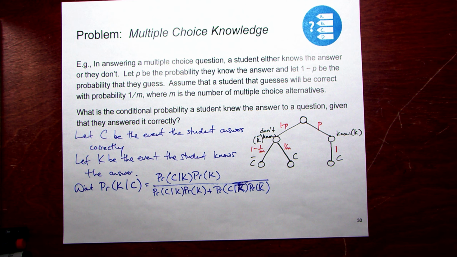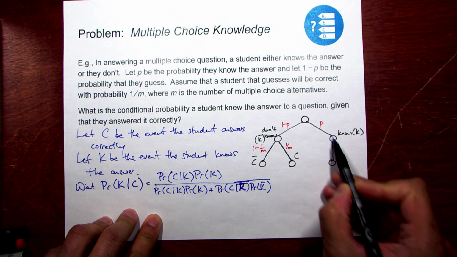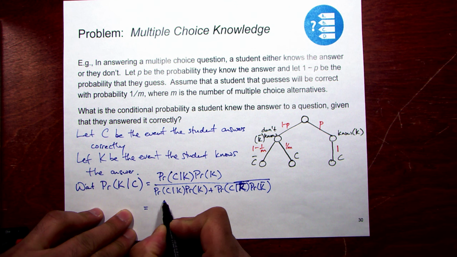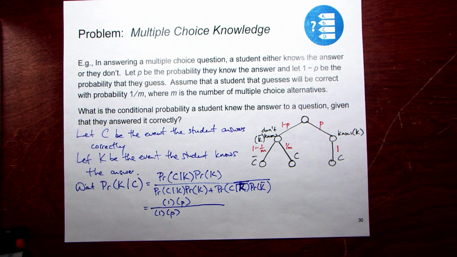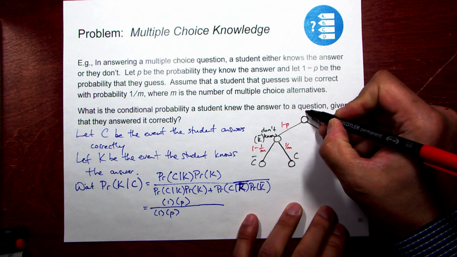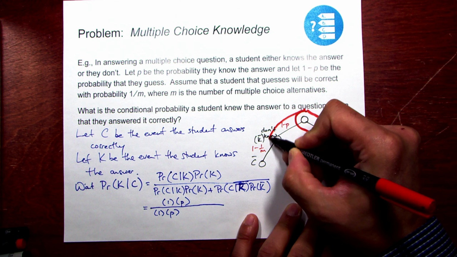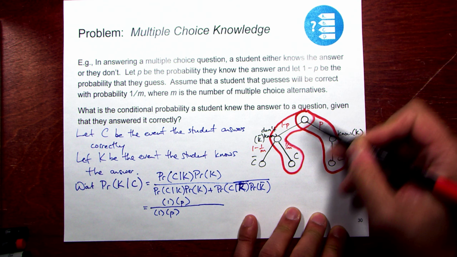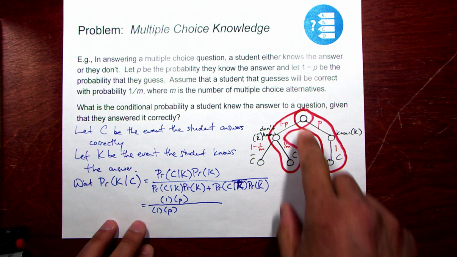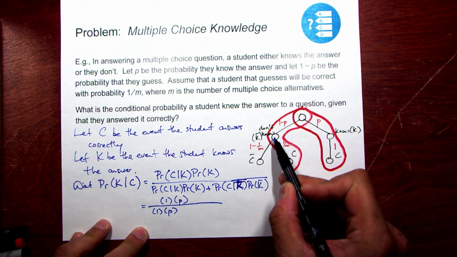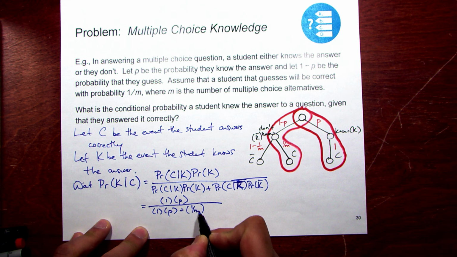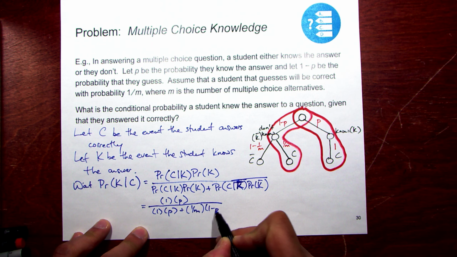And we can just pluck these things off the diagram. The probability of C given K is 1, and the probability of K, that they know, is P. So that's 1 times P. The denominator has the same thing, 1 times P. To make it clear what's happening, the chances that they get it correct are these two strands. We just did this strand here, 1 times P, or P times 1. The other strand is this: the probability that they got it correct, given that they didn't know, is 1 over m. And the probability that they didn't know is 1 minus P.